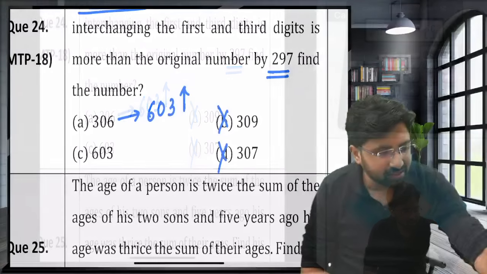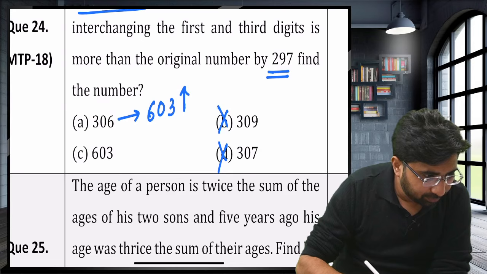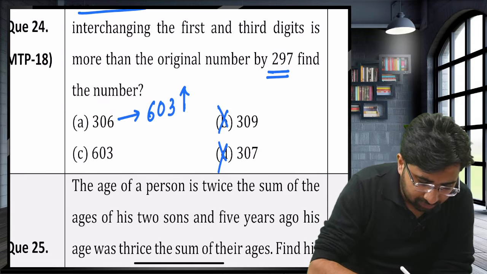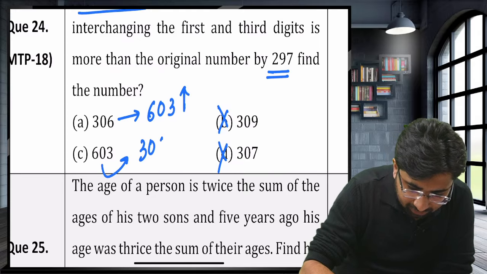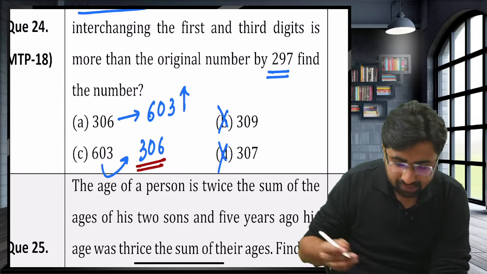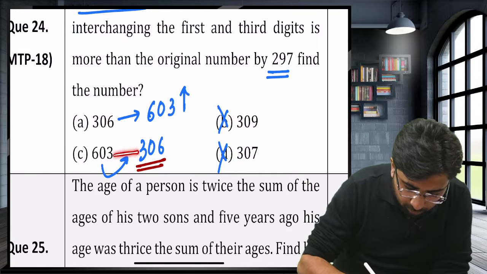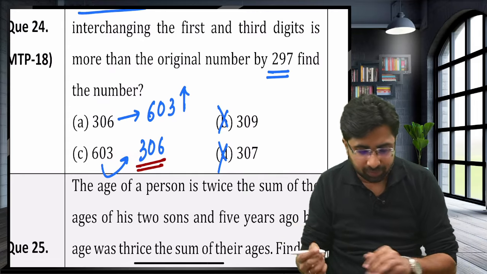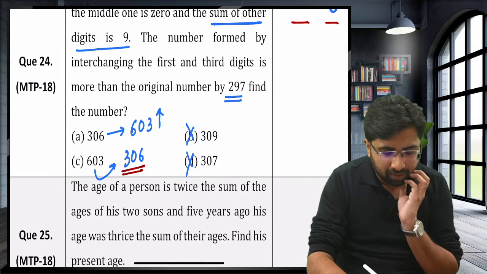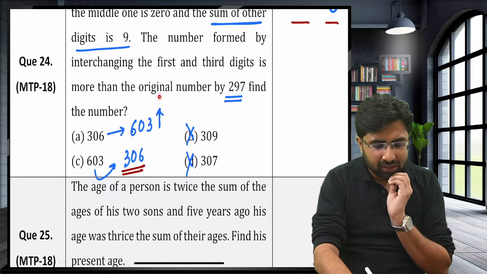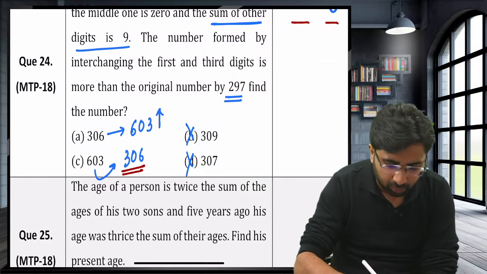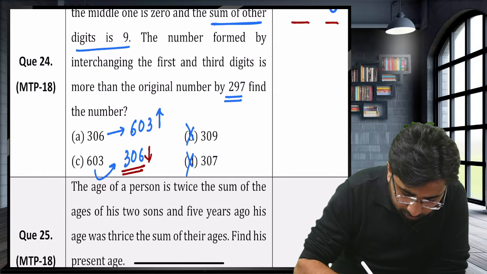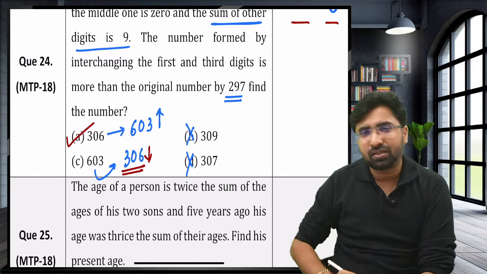Aman sir, in that case, why can't we say option 603? What if you do the interchange? This is 306, but this should be more, but this is less. This should be more, but this is less by 297. If they would have said that the new number formed by interchanging is less, then it would be option C. But they're saying more. So guys, since it is not more, this is less. I will say option A is correct.